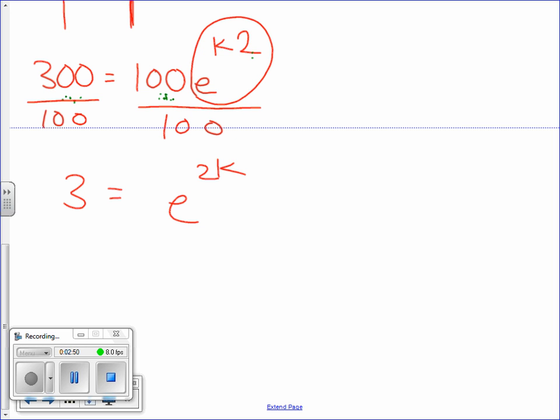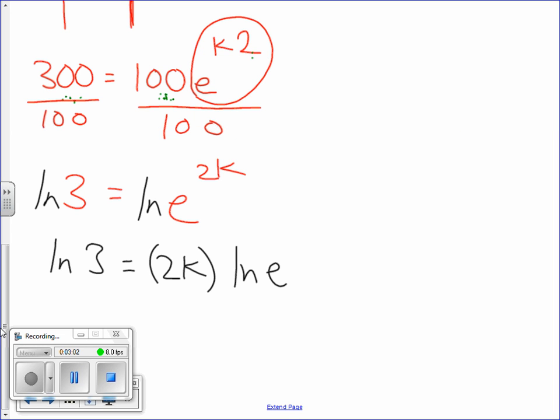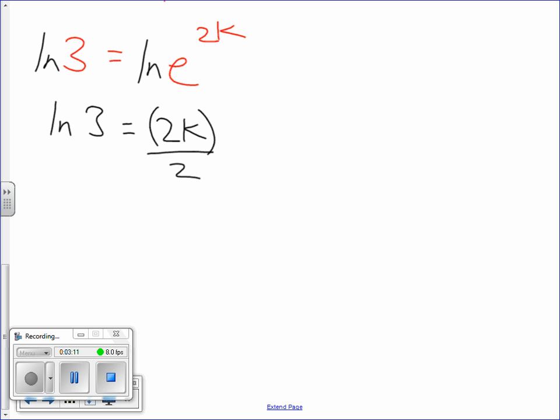We're solving for k, so if we take the natural log of both sides, I'll have the natural log of 3 is equal to 2k times the natural log of e. We know that the natural log of e is 1, so they don't cancel, but it is multiplied by 2k. If I divide both sides here by 2, I'll get my growth rate, which is approximately, grab your calculators, 0.549.